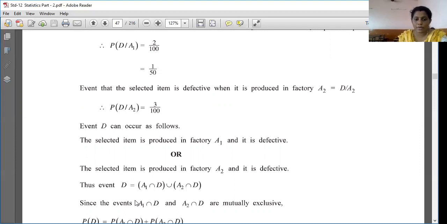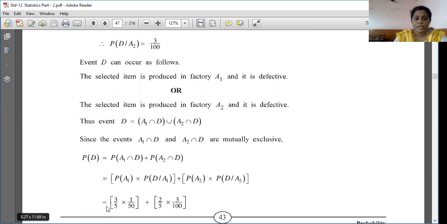Then the selected item is produced in factory A1 and it is defective, or the selected item is produced in A2 and it is defective. So A1 intersection D union A2 intersection D. First, the item is from factory 1 and it is defective, or from factory 2 and it is defective. Both conditions: if it is 'and', we use intersection; if it is 'or', we use union. Intersection means multiplication, union means plus.